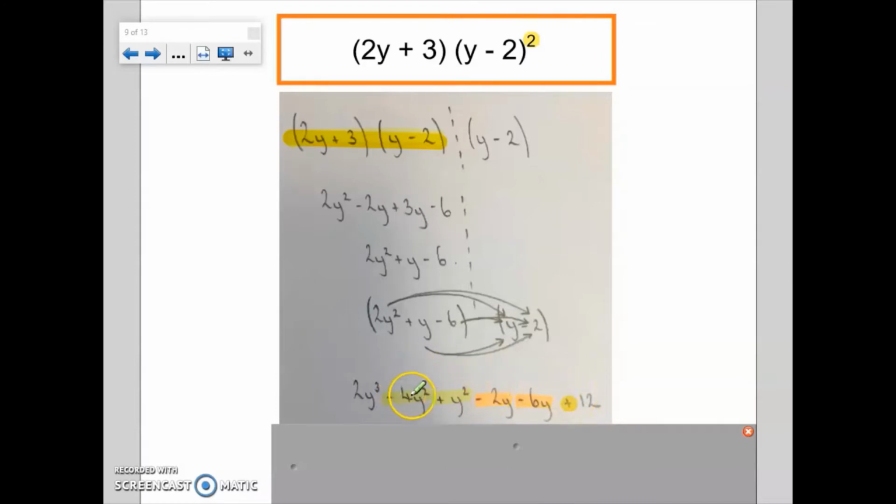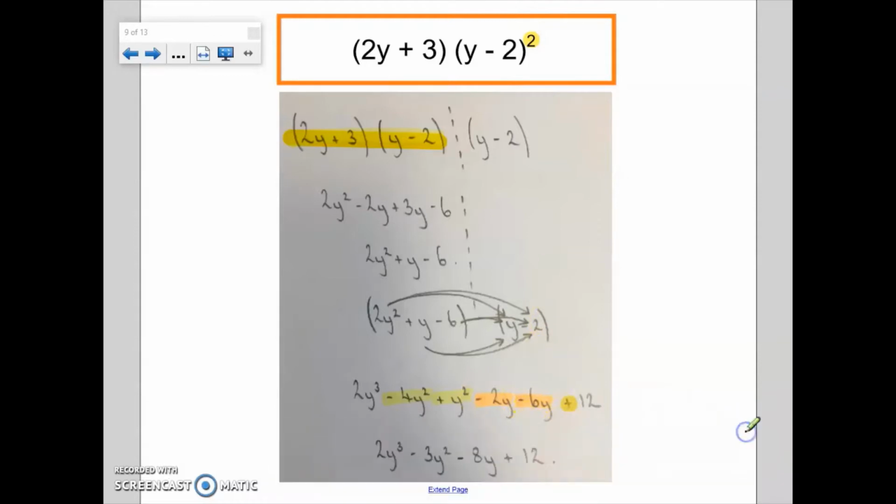Once we get to that stage, you can see I've highlighted the terms I'm able to collect. So I'm just going to collect them to give my final answer. So 2y cubed minus 3y squared minus 8y plus 12 is the answer to the expansion of these triple brackets. And what the examiner would be testing in a question like this is your use of algebra and how you're able to manipulate the algebra correctly to change one form of algebra which includes brackets into another form of algebra which does not include brackets.